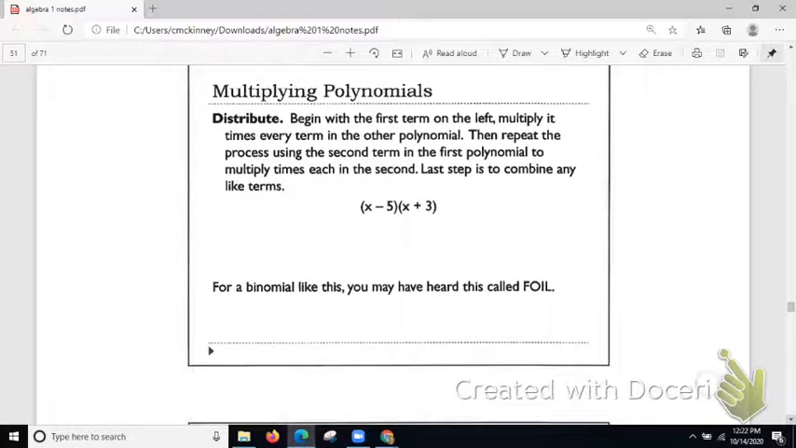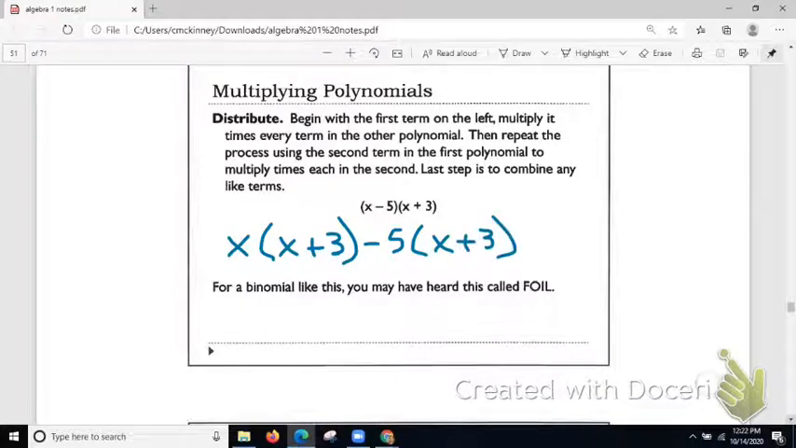Now, sometimes instead of that, you're going to have a polynomial times another polynomial. And in fact, in this case, we're going to start out just doing a binomial times a binomial. So they each have 2 parts. That's why we call those special polynomials with 2 parts binomials. So what this really means is the same thing as if I wrote x times the x plus 3 and negative 5 times the x plus 3.